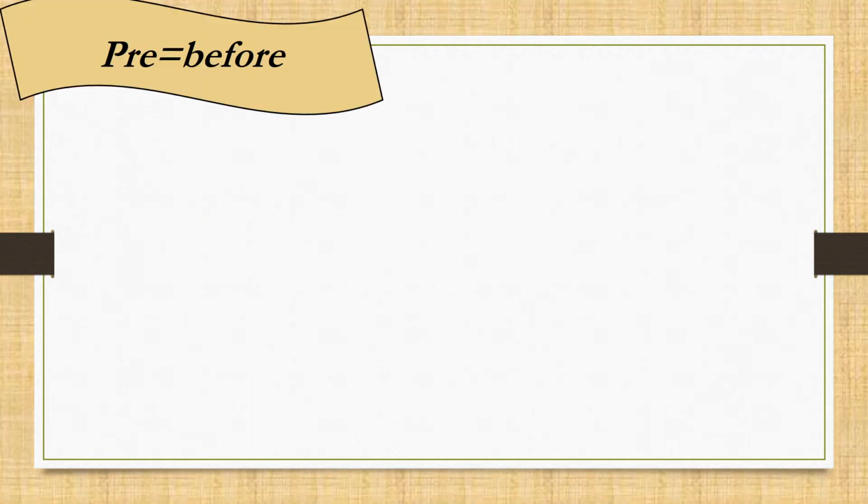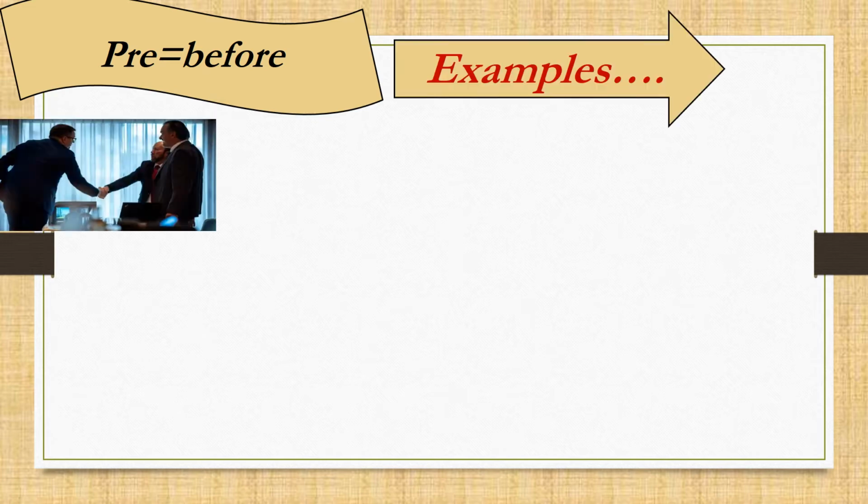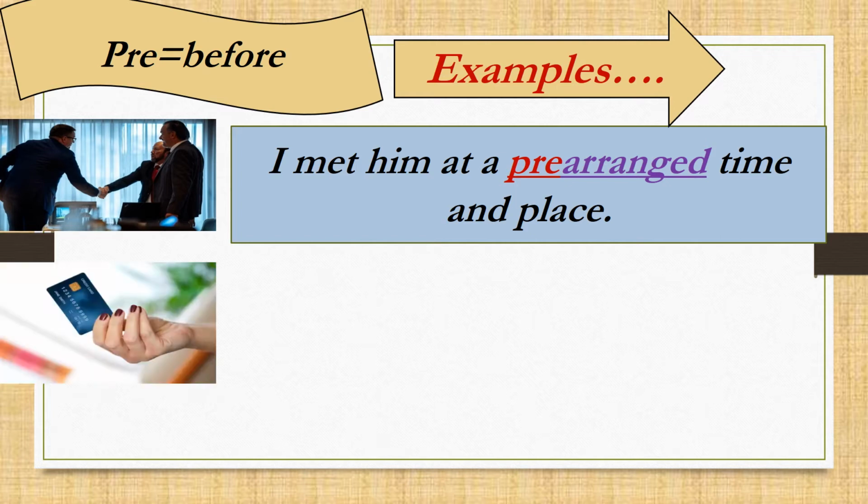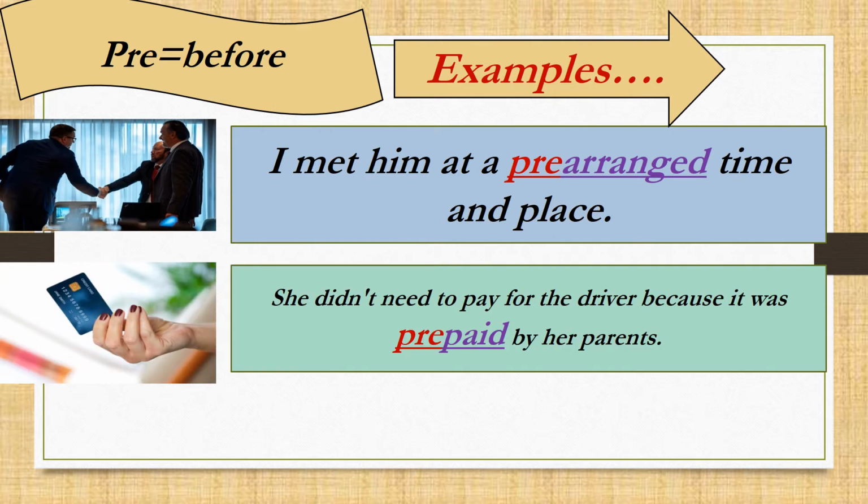Yes, let's start with the first prefix in our lesson today, pre, التي تعني before, قبل. Look at the examples carefully. I met him at a pre-arranged time and place. أنا قابلته بموعد مرتب مسبقا بالزمان والمكان. Pre-arranged. Yes. Look at the second example. She didn't need to pay for the driver because it was prepaid by her mother. هي لا تحتاج أن تدفع للسائق لأنه مدفوع مسبقا بواسطة والديها.